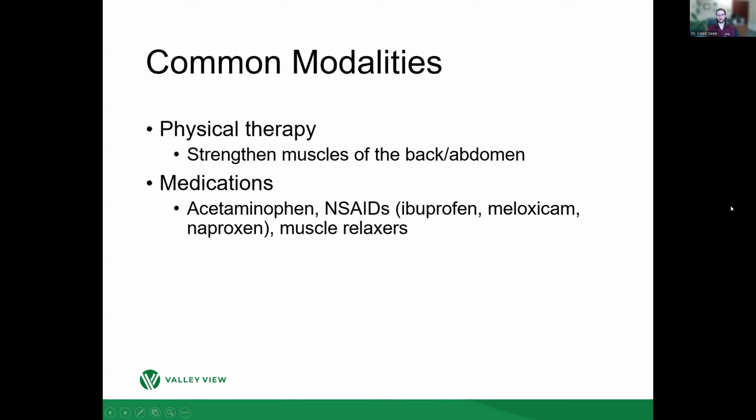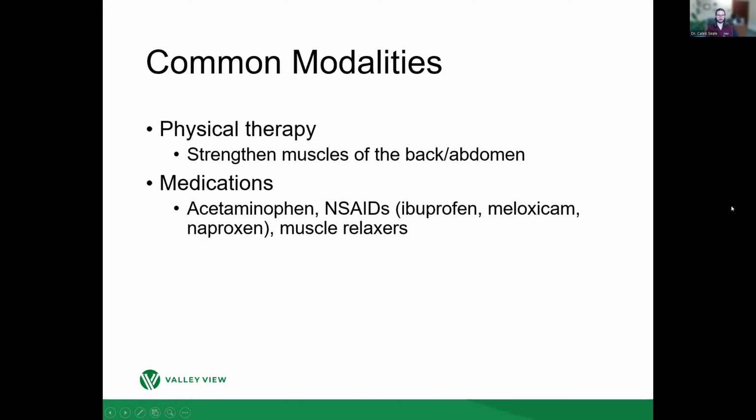Muscle relaxers, quite honestly, they're not my favorite types of medications because they often make people tired. Some people like that though, because they say, "Doc, I can't fall asleep at night. I feel like my back is spasming." Okay, great. Let's try a muscle relaxer and hopefully that at least helps you sleep.